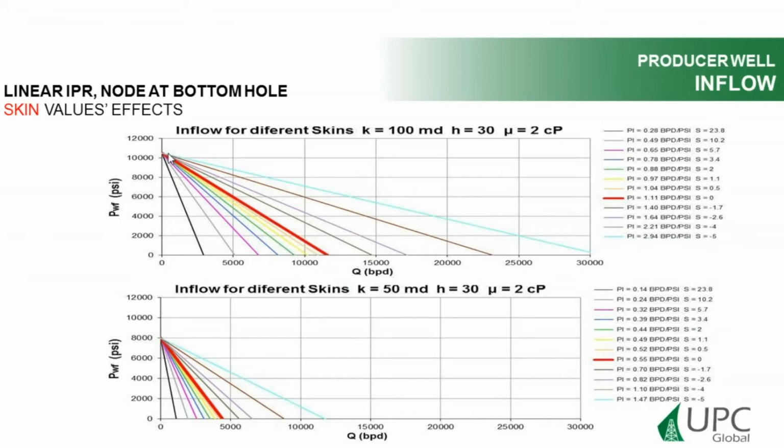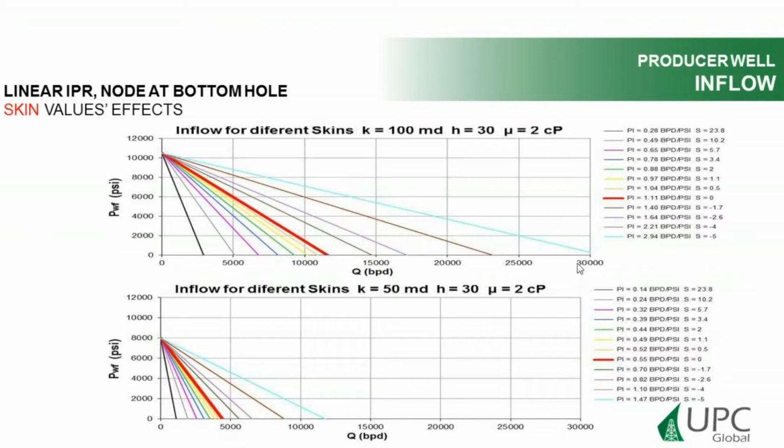Here I'm showing two cases. The red line represents the no damage case, skin equals 0, for both wells. They have different reservoir pressure and different productivity index, but you can see that the proportions remain the same. So when I have a skin of about 20 to 30, the productivity index and the inflow performance is reduced to 25% of the real capacity of the well when the well is damaged. For both cases, you're going to see that the proportion remains the same.